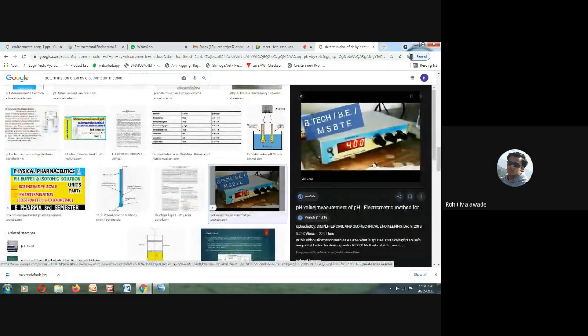This is your pH meter. So this is how you are going to determine the pH. You are going to dip one electrode into the water, and after dipping the electrode into the water, you are going to get the pH of that particular sample on your display board. Whatever display you get is nothing but the pH of that particular water sample.